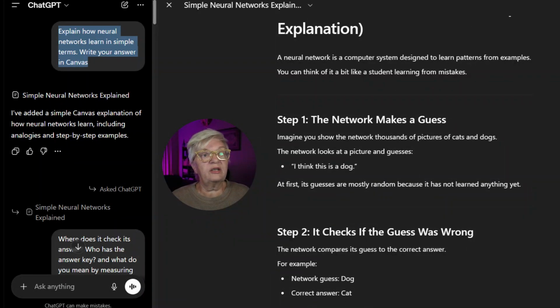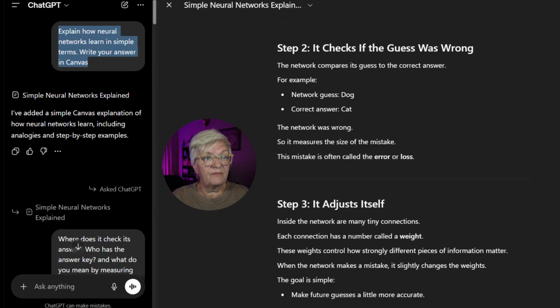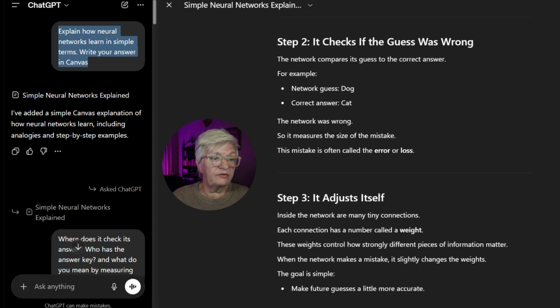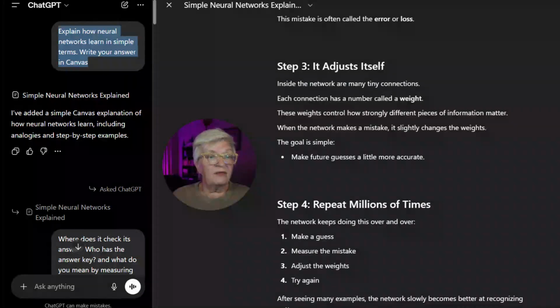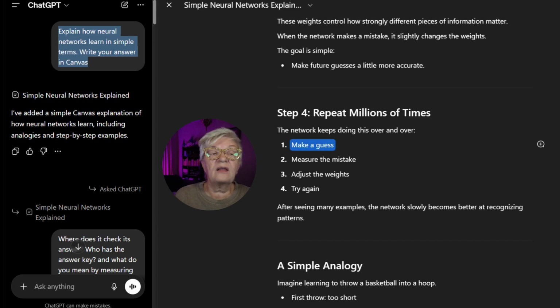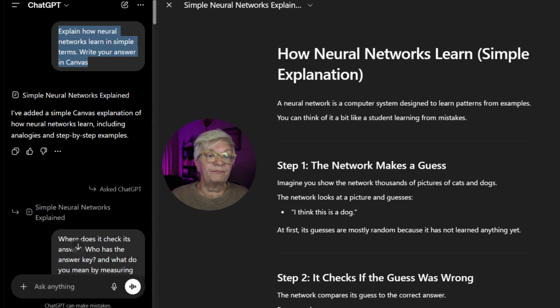A neural network is a computer system designed to learn patterns from examples. You can think of it a bit like a student learning from mistakes. Step 1, the network makes a guess. Step 2, it checks if the guess was wrong and measures the size of its mistakes, which are often called error or loss. It adjusts itself. It repeats this a million times.